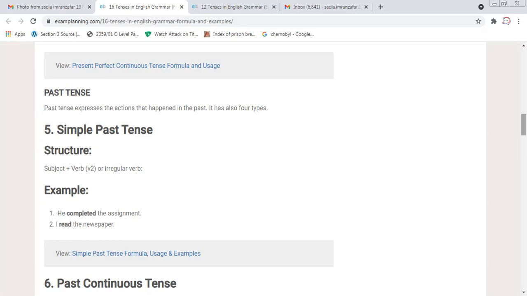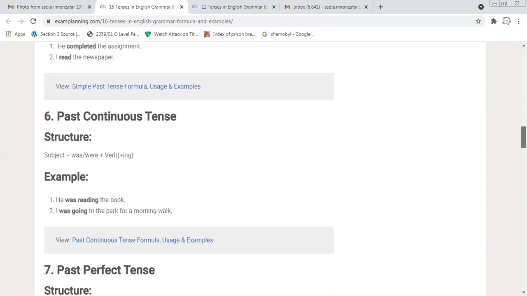This is a regular verb in which they just add ed to it. I read the newspaper. Here we have to see that read and read, their spellings are the same, but their pronunciation is different. So I read the newspaper yesterday. I completed my task. I learned the lesson. So we are going to use the simple form of the verb, but that is the second form of the verb, which is the past form of the verb, and we use it in simple past tense.